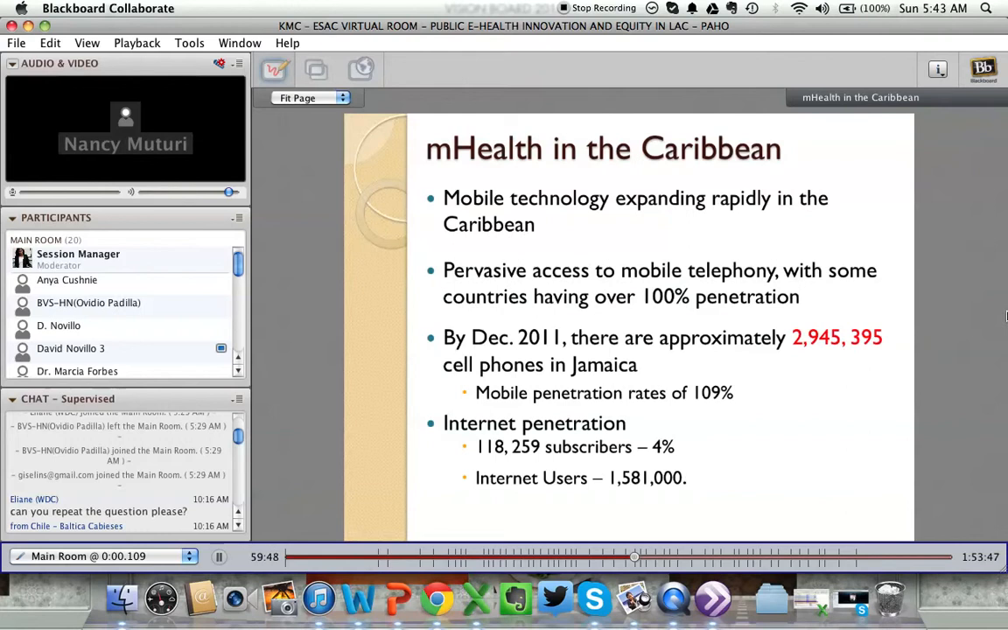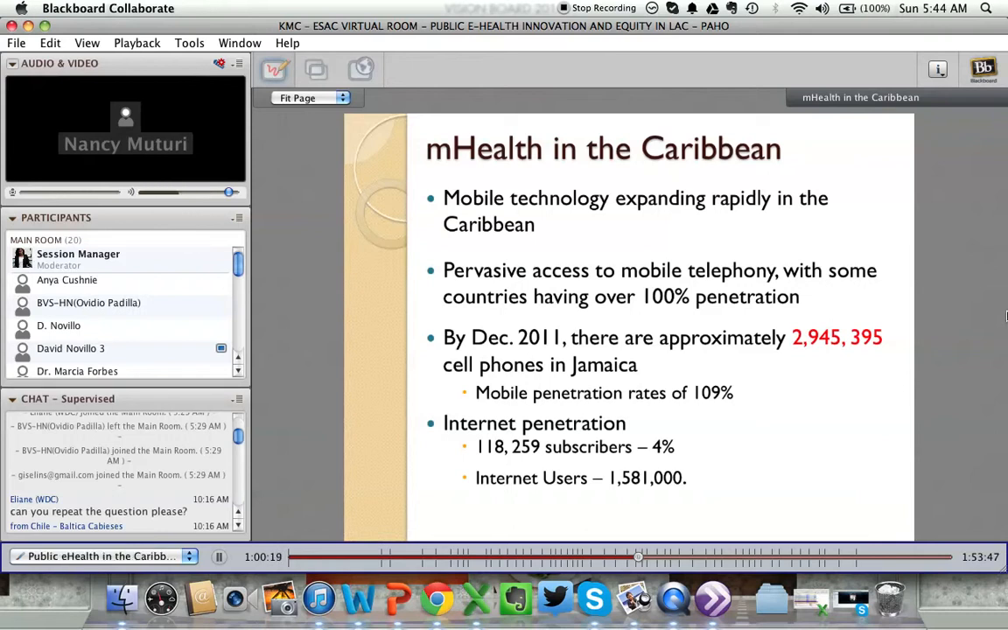Next slide. So in terms of the Caribbean, there is again a whole lot of potential. I pulled out some data from the documented surveys, and in the Caribbean generally, medical technology is expanding rapidly, again due to the penetration of not only the web, the internet, but also mobile telephones.